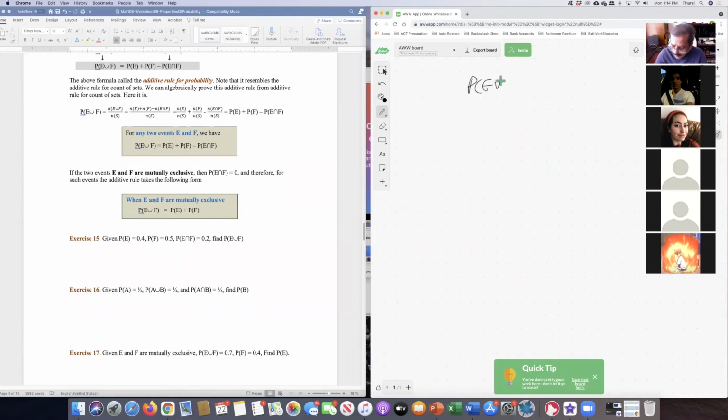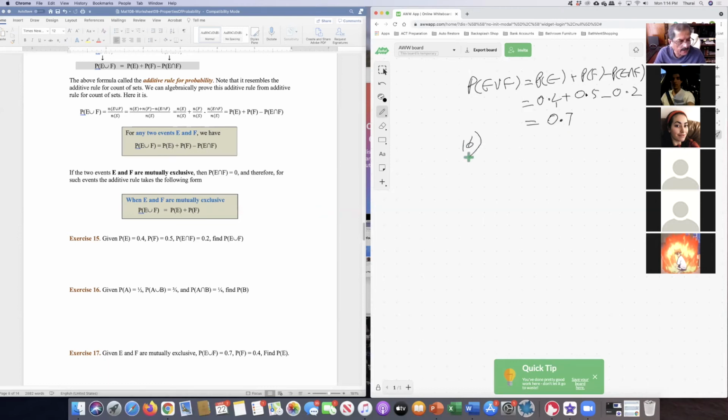Probability of E union F equals probability of E plus probability of F minus probability of E intersection F. And probability of E is given as 0.4 and F is given as 0.5 and E intersection F is 0.2. So the whole thing is 0.7. And that's your answer to the question.